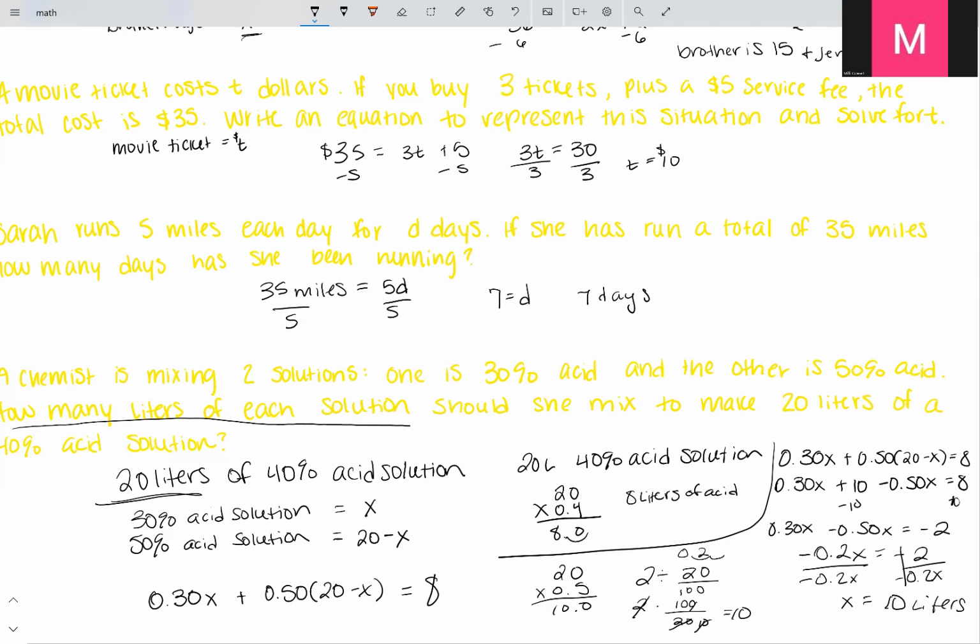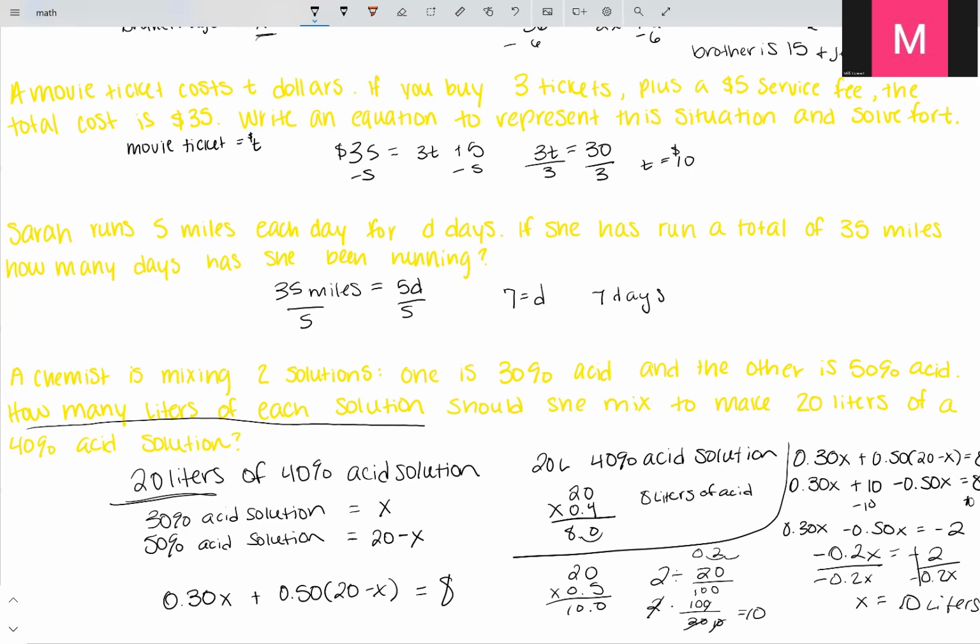of each solution. And since this is a pretty complex problem, I like to check my answers. So going back over here, if we have 10 liters of each solution, 50% acid and 30% acid, we should be able to multiply. So we'll have 0.5 times 10 equals 5, and 0.3 times 10 equals 3. Add those together equals 8 liters of acid in 20 liters of solution.